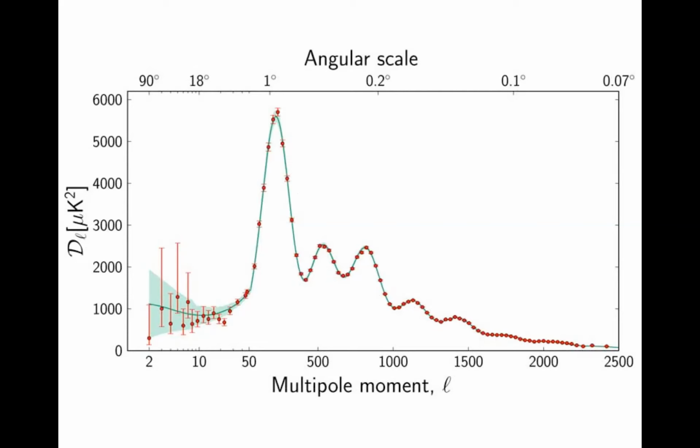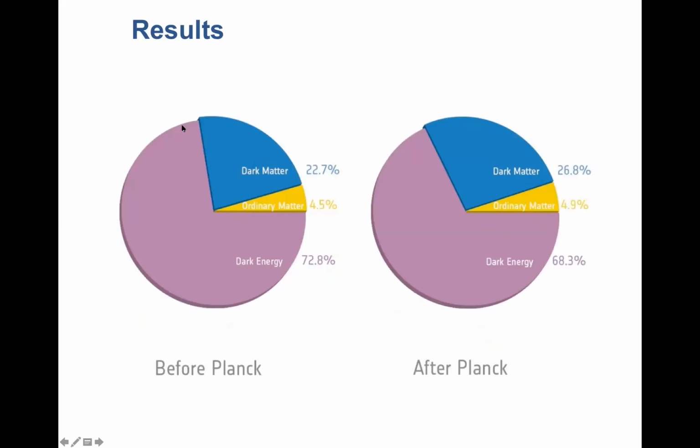So what is the answer? What does the universe actually look like? Well, on the left, we've got what basically WMAP gave us, that the universe was about 4.5% ordinary matter, about 22.7% dark matter, and about 73% dark energy. After Planck, well, it adjusted these numbers slightly, but not too much. A little more dark matter, a little less dark energy.